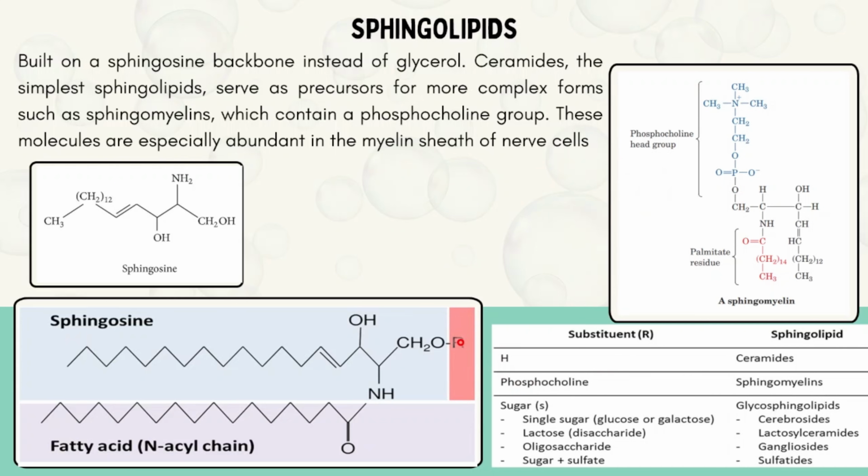If it is just hydrogen, that is ceramide. If it is phosphocholine, as we've seen, it is sphingomyelin. When it is lactose, it is lactosyl ceramide. When it is an oligosaccharide, we call that a ganglioside, and so on and so forth.